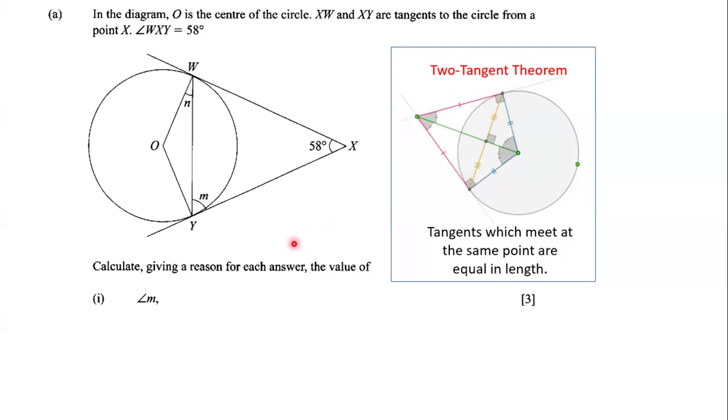And so what we need to do is figure out what is the size of angle M. We know that according to this theorem, two tangents which meet at the same point are equal in length. And so what does that mean? That means that this tangent right here meets at this point X, and this tangent right here also reaches point X, and they meet at the same point X. So we have two tangents which meet at the same point, and that means that they're going to be equal in length. So this tangent right here is going to be equal to that tangent.